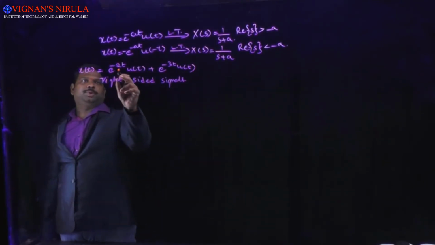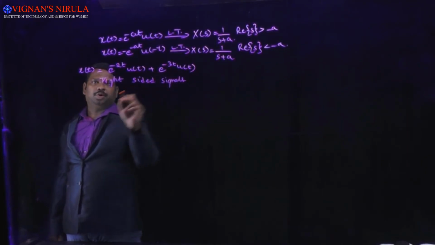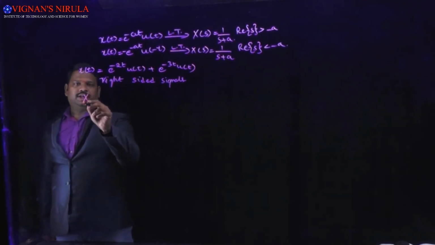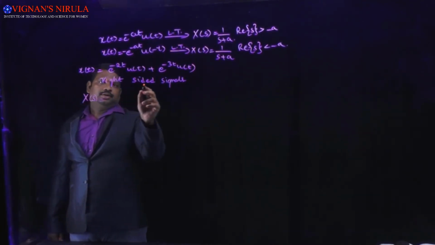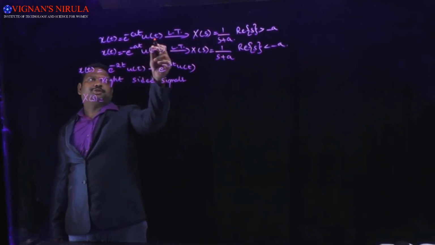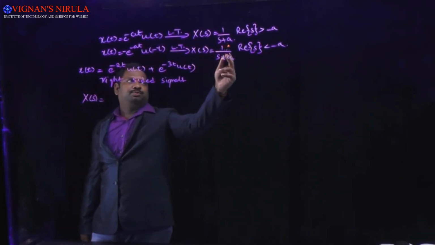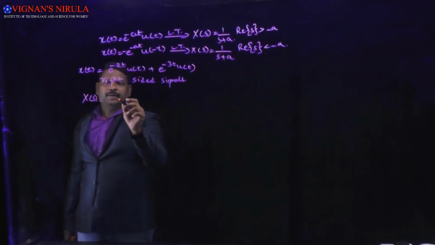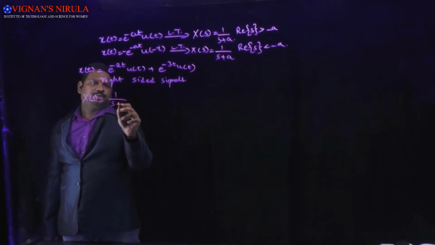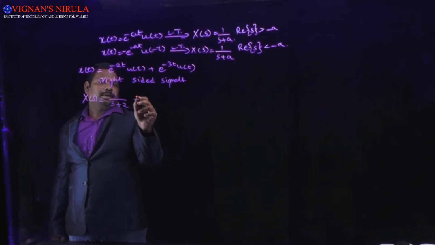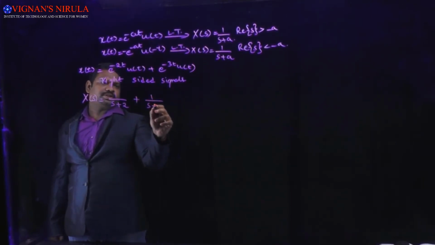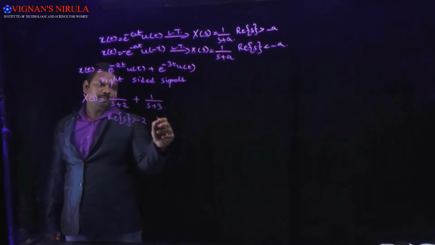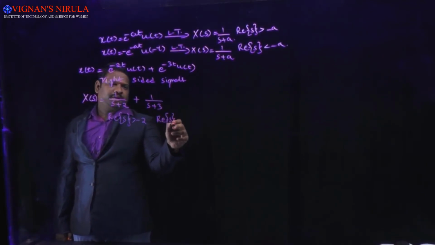That is, x of t is equal to e power minus 2t u of t plus e power minus 3t u of t. Therefore, when we want to find the Laplace transform x of s, e power minus 2t u of t is in this particular form. Therefore, its Laplace transform is 1 by s plus a, and the region of convergence is Re of s greater than minus a. That's why the Laplace transform is 1 by s plus 2. Next, plus 1 by s plus 3, but Re of s will be greater than minus 2, and here Re of s will be greater than minus 3.